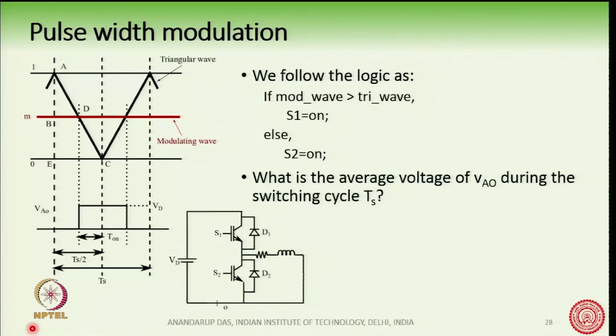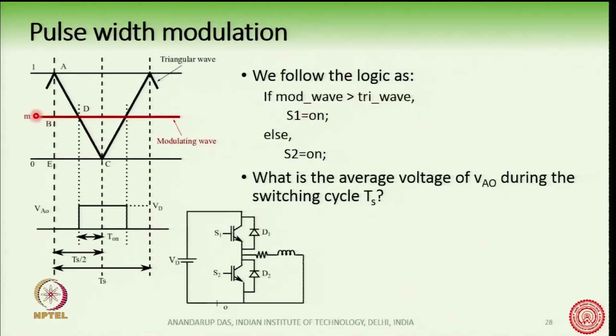Now, in order to control the output voltage of this half bridge, we follow a logic. What is the logic? The logic is, if the modulating wave is more than the triangular wave, then I turn on S1, otherwise I turn on S2. So, let us apply this logic and see how the output voltage of the converter can be changed. So, here is the triangular wave and here is the modulating wave. If the modulating wave is greater than the triangular wave, I will turn on S1.